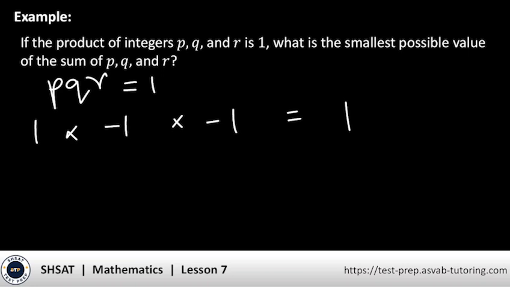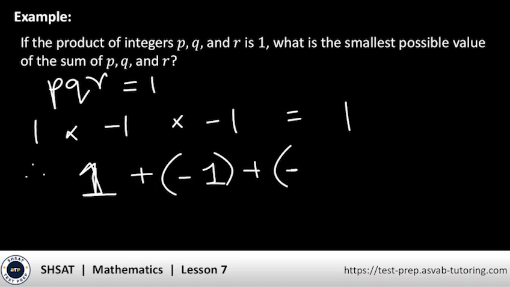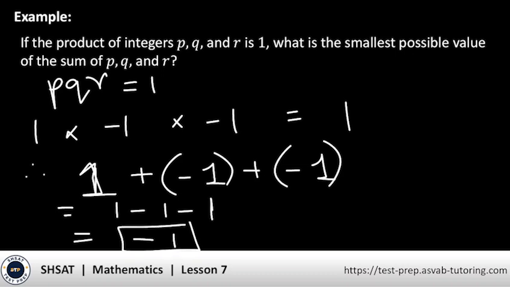So that means if the numbers are like this, what is the sum of p, q, and r? So the sum is basically 1 plus minus 1 plus minus 1. So that's just 1 minus 1 minus 1, right? 1 minus 1 is 0. 0 minus 1 is minus 1. So minus 1 is your final answer.